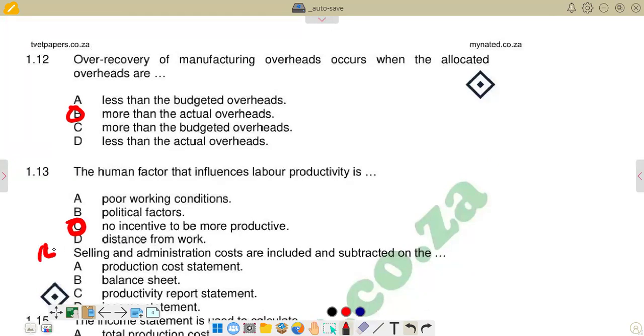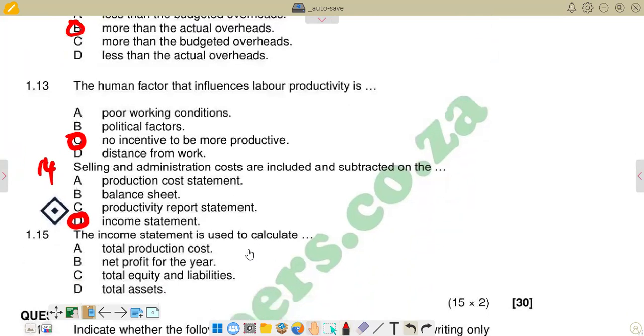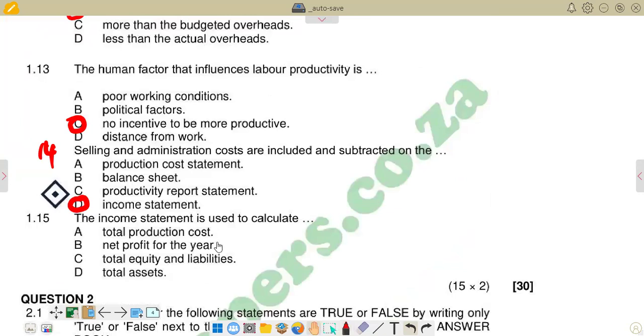And then we have got 1.14 here. Selling and distribution costs are included and subtracted on the, remember the selling and distribution we find it in the income statement. That's where only it is adjusted. So you've got income statement. Then income statement is used to calculate, remember the income statement calculates the profit or the loss of the business. So you see that B is the most appropriate, which is saying the net profit for the year.